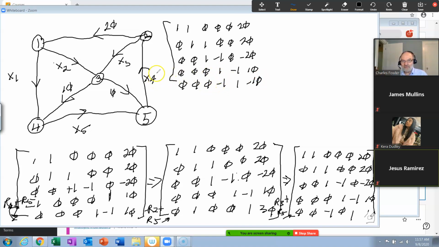So this will be row 4 plus row 5 is the new row 5. Alright, so let's squeeze that one in here.